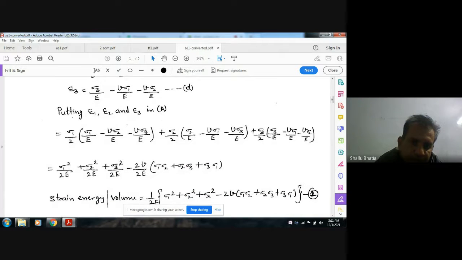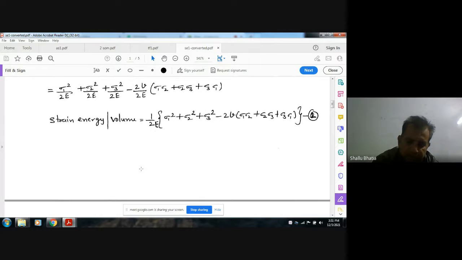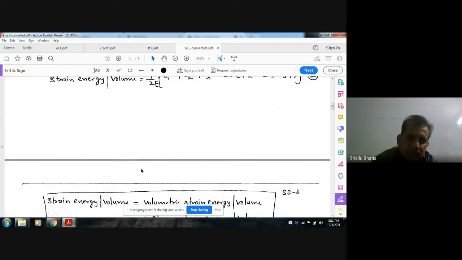we can calculate sigma 1 square, sigma 2 square, sigma 3 square by 2E, and one term from this sigma 1 sigma 2 and one from this sigma 1 sigma 2. Similarly, sigma 2 sigma 3 and sigma 3 sigma 1. So we can find this expression: 1 by 2E bracket sigma 1 square plus sigma 2 square plus sigma 3 square minus 2 mu bracket sigma 1 sigma 2 plus sigma 2 sigma 3 plus sigma 3 sigma 1. So this is the total strain energy per unit volume.